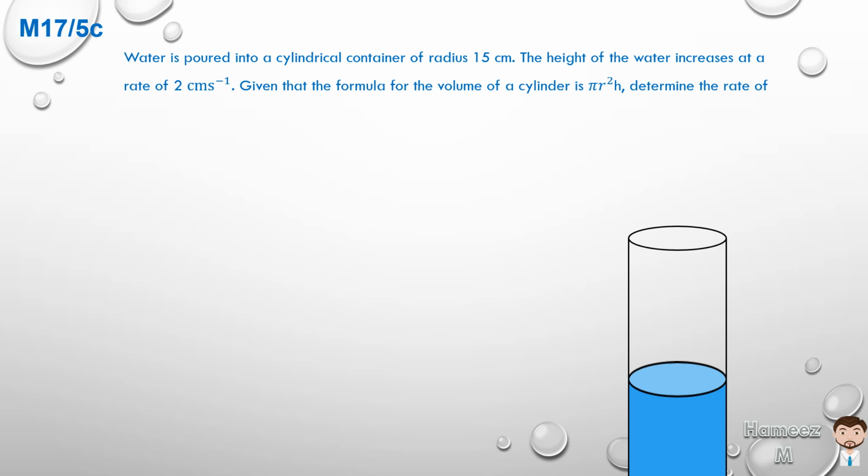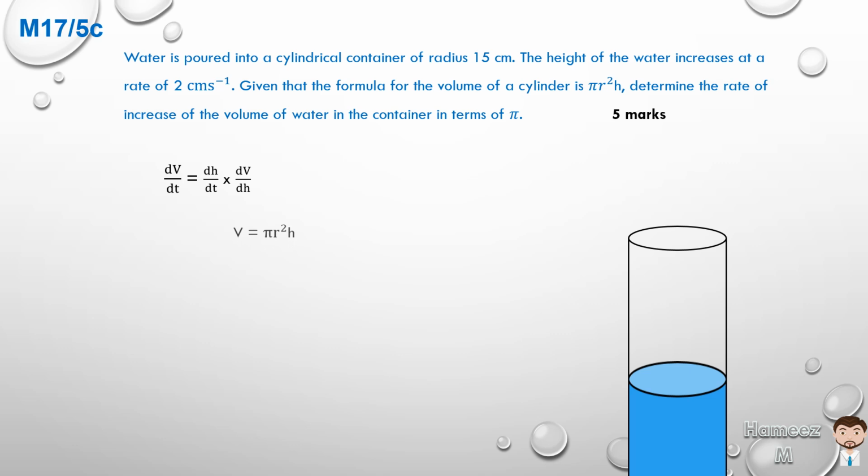Given that the formula for the volume of a cylinder is pi r squared h, determine the rate of increase of the volume of water in the container in terms of pi. So if we want to find the rate of the increase of volume of water, that means dV dt. So this is a rate of change question, so we can write dV dt is equal to dH dt times dV dH. And we know the volume is equal to pi r squared h, so we can differentiate that with respect to h.